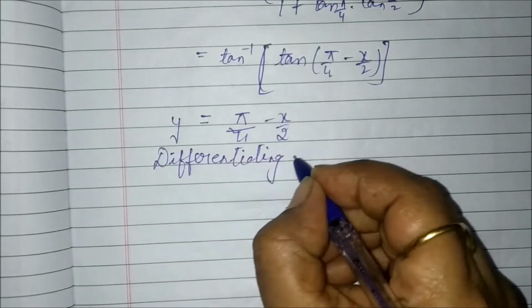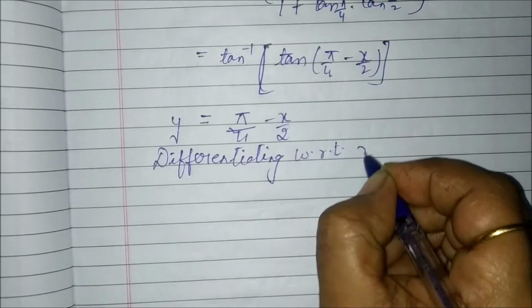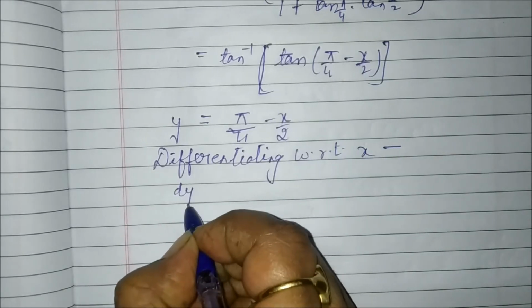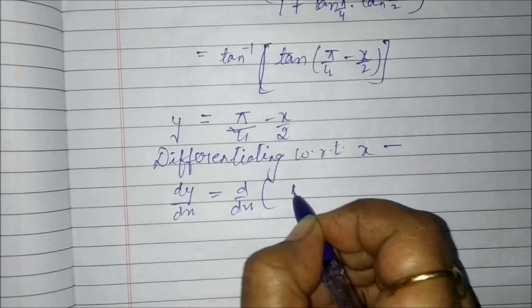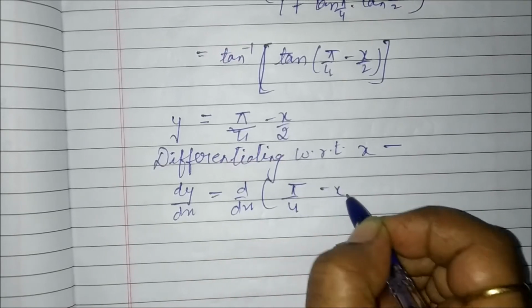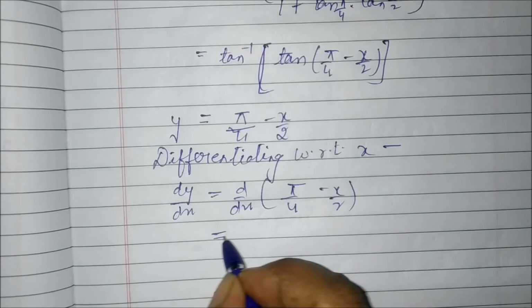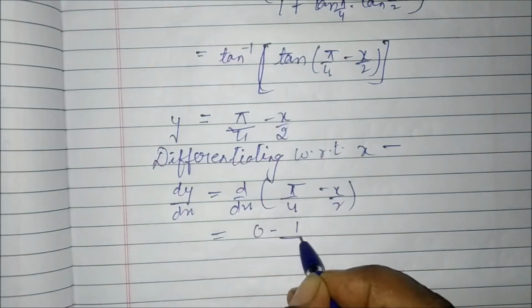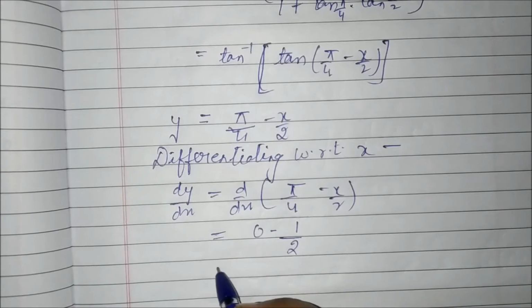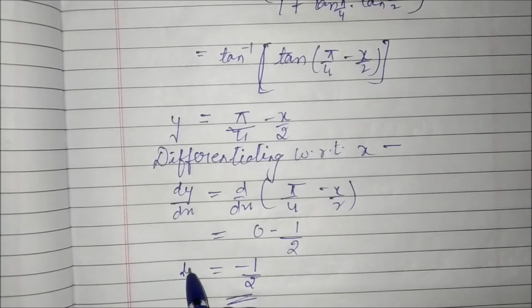Differentiating with respect to x, we get dy by dx equals d by dx of pi by 4 minus x by 2. So the derivative of pi by 4 is 0, minus the derivative of x by 2, which is 1 by 2. So we get minus 1 by 2. This is the answer only.